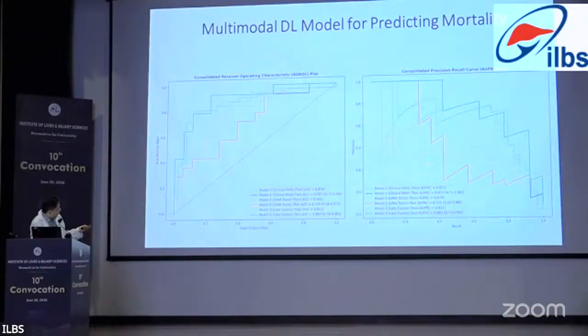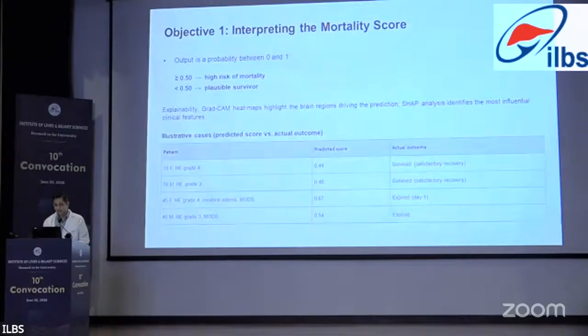Now, for prediction of mortality, as you can see here, the green is our model, the late fusion model, which has close to 89% accuracy in prediction of mortality for patients with acute liver failure. So the score is that if it is 0.5, it is a high risk of mortality. Less than 0.5 is a possible survivor. What we did was we took 4 patients, blinded Dr. Isha, and asked her to predict the score and what was the actual outcome.